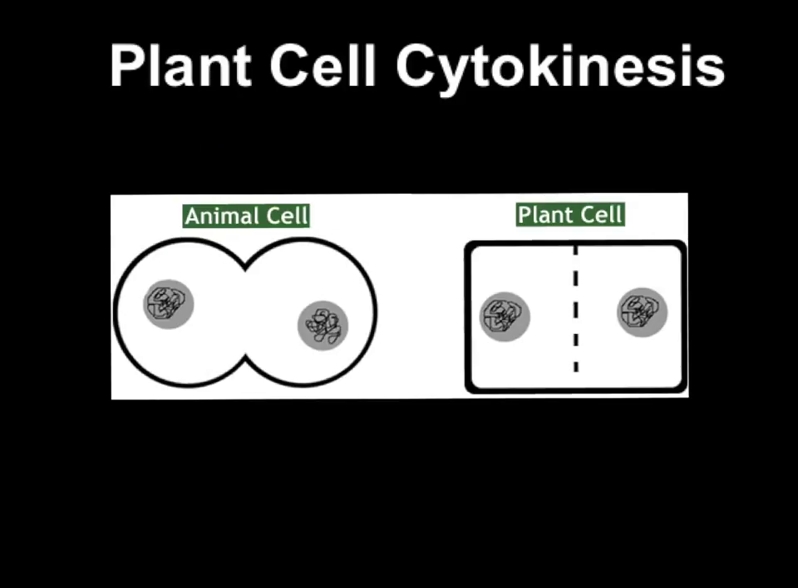Cytokinesis for plant cells is different than it is for animal cells. In plant cells, they form a cell plate that forms exactly between the two cells, forming a new cell wall leading to two cells.